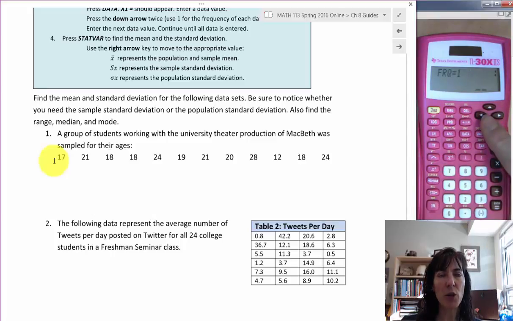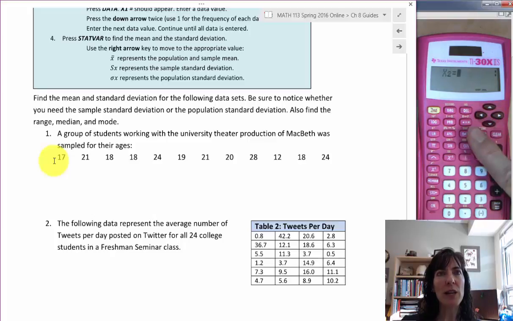It says FRQ equals 1. That's the frequency, and we could put in a frequency like if we counted how many 17s were in our data set, or we could just always leave it set to 1, which is what I find the easiest, because when I start counting how many are in my data set, then I start making mistakes and double entering, and did I enter it before or not? So I just leave frequency 1 generally.